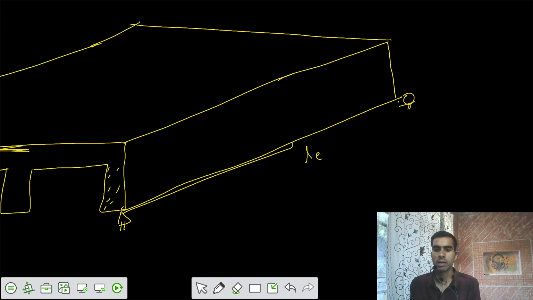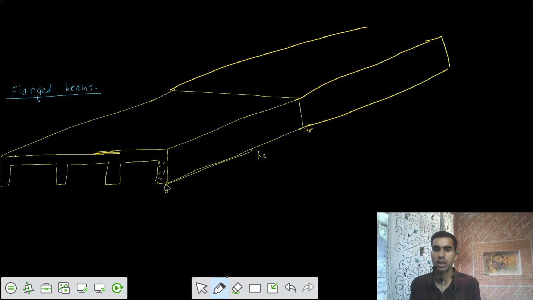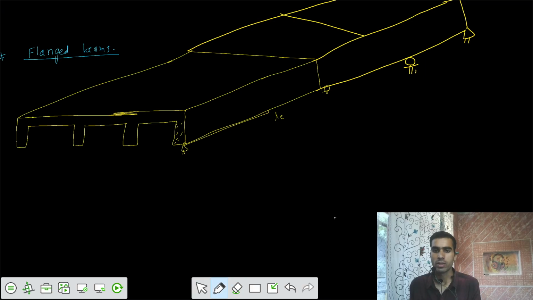Similarly, there can be many number of supports. Let's say the beam is continuous, and the entire slab is also continuous to the end. If there is one more support here, one more support somewhere here, we have different number of panels, and the slab is continuous. I would say that your beam is continuous. If the beam is continuous, that means we have n number of supports for a single beam.